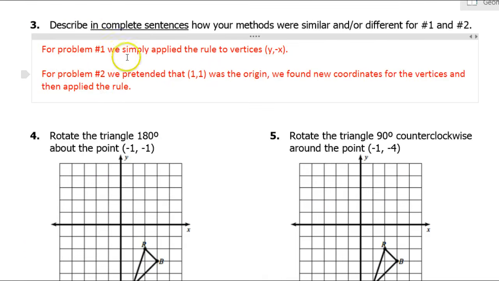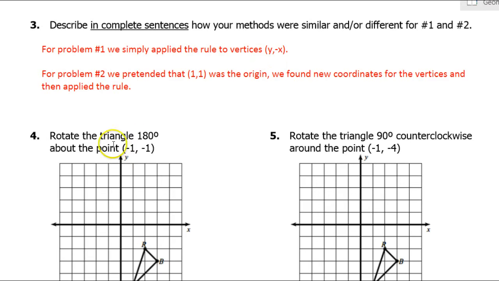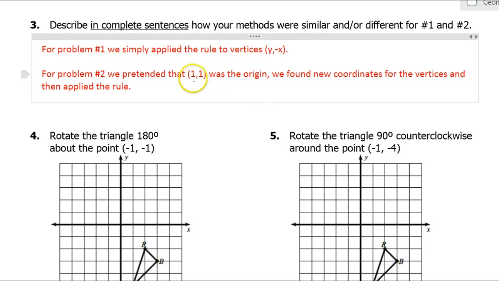Okay, so for problem number 1, we simply applied the rule to the vertices. So the rule is y, opposite of x. But then for problem number 2, we pretended that 1, comma 1 was the origin, and we found new coordinates for the vertices, and then we applied the rule.